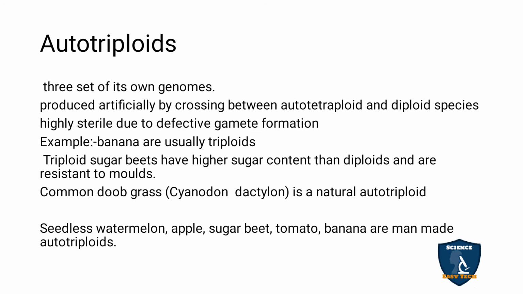It is produced by artificial crossing between an autotetraploid and a diploid species. Due to this, defective gamete formation occurs, and because of this abnormal characters will be expressed. Examples: banana is usually triploid, and triploid sugar beets, which produce high sugar content, are produced from the diploid condition and are resistant to molds, that is fungal infection. They will not be attacked by fungus. And the common dew grass, Cynodon dactylon, is an autotriploid.